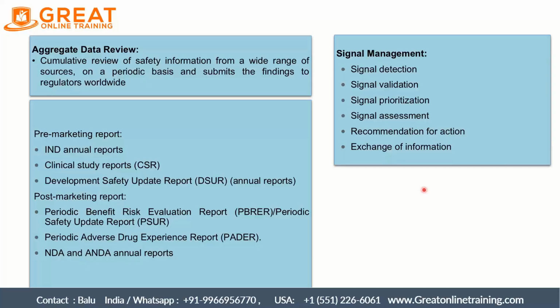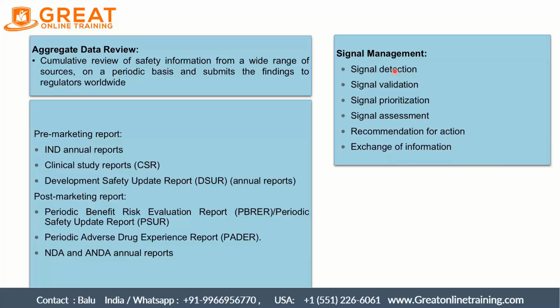And the next one is signal management. As we have seen in the definition of a signal, it can be any new safety concern or any change in an already identified safety issue. The signal management process is a set of activities which include signal detection, signal validation, signal prioritization, signal assessment, recommendation for action, and exchange of information. It is completed to identify any new risk associated with the drug or whether any risk has changed. That is how the signal management process is completed.